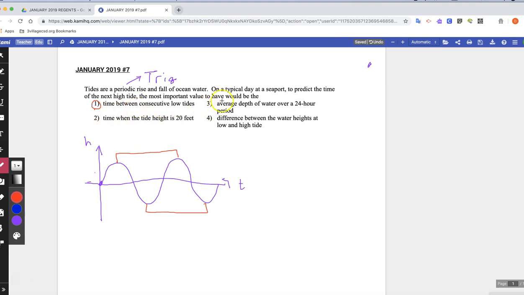All the other choices in this problem deal with certain aspects of our sine graph or cosine graph, but they would not be helpful in determining the time that it would require to get to the next high tide. And again, that's why choice 1 is the answer for this problem.